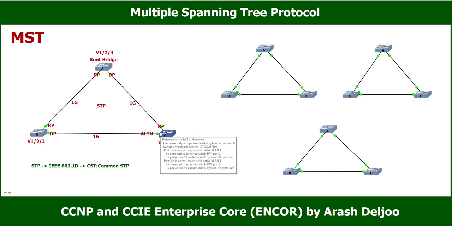You know that for all of these VLANs, the interface of switch C is disabled. What does it mean? It means that we don't use this link until one of the primary links fails. It is obvious.